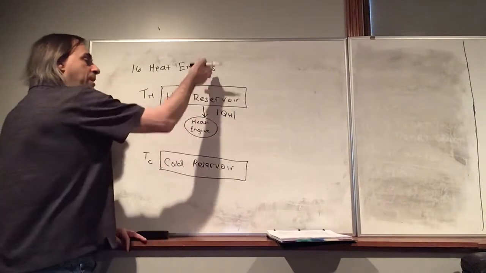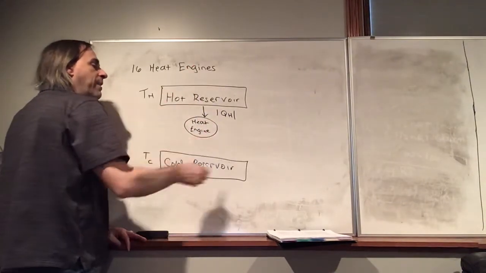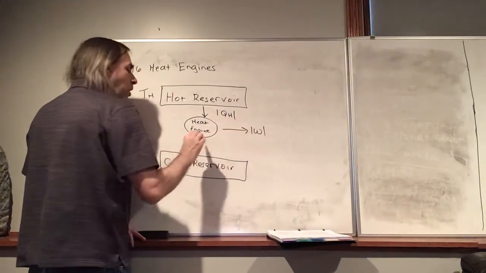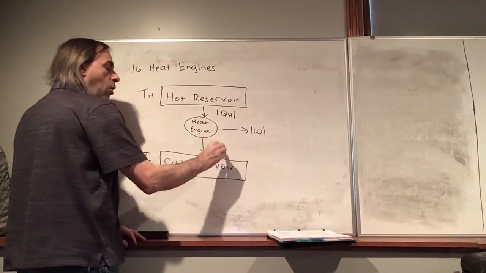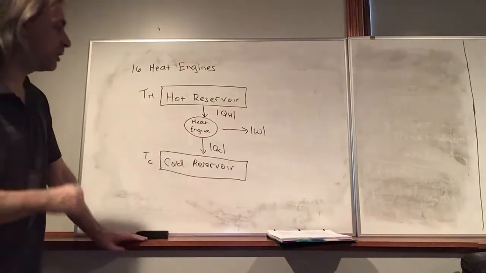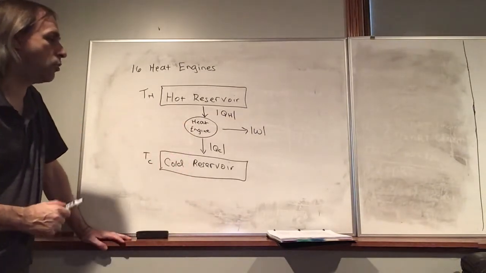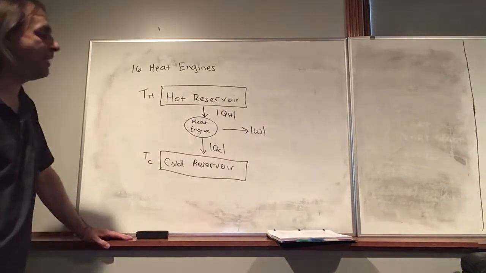So normally we'd have energy going from hot to cold. We're going to say this energy is going into the engine, and some of that is going to be converted into work, but not all of it. We can't take all of that energy and convert it directly into work. We have to dump some of that energy into this cold reservoir. So this is like a diagram of a heat engine.